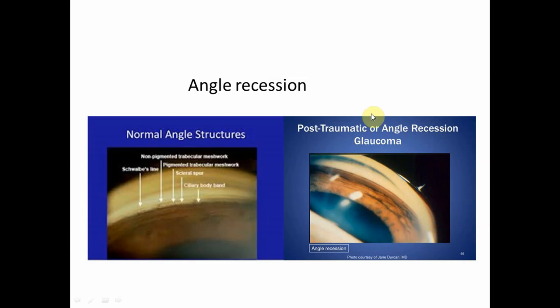Now what this can cause is an increase in intraocular pressure later. That is why this is of significance. So this is called angle recession glaucoma, which can happen later. So this needs to be managed.